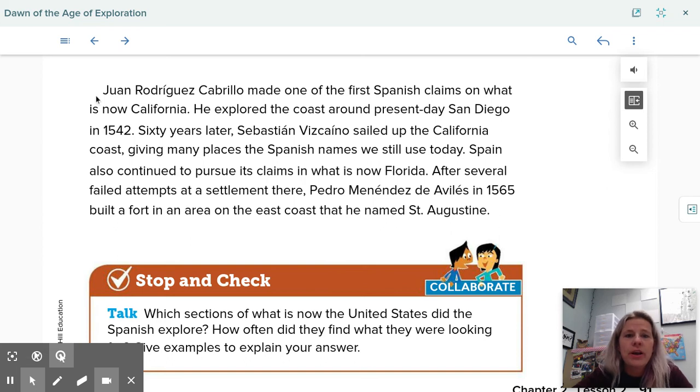Juan Rodriguez Cabrillo made one of the first Spanish claims on what is now California. He explored the coast around present-day San Diego in 1542. 60 years later, Sebastian Vizcaino sailed up the California coast, giving many places the Spanish names we still use today. Spain also continued to pursue its claims in what is now Florida. After several failed attempts at a settlement there, Pedro Menendez de Alvilas in 1565 built a fort in an area on the east coast that he named St. Augustine.